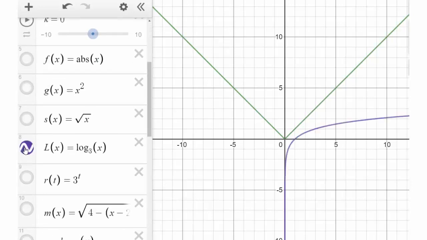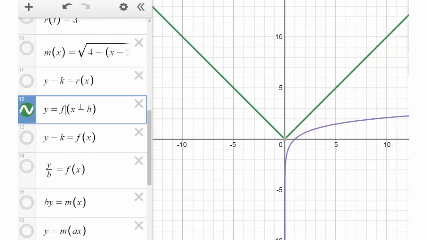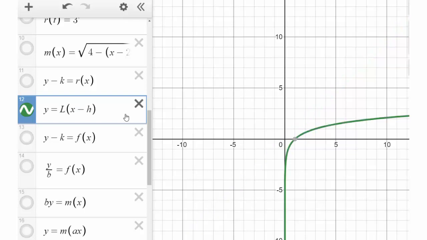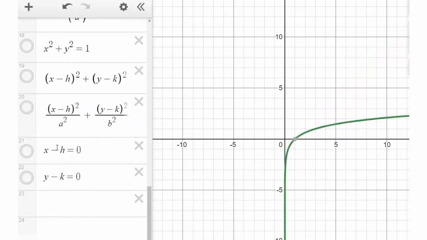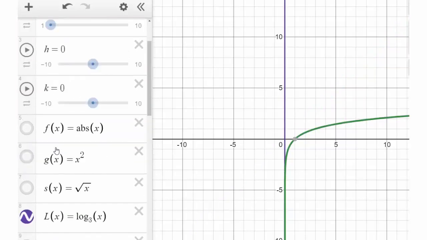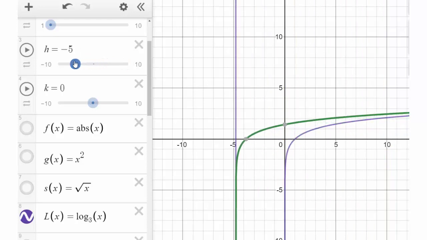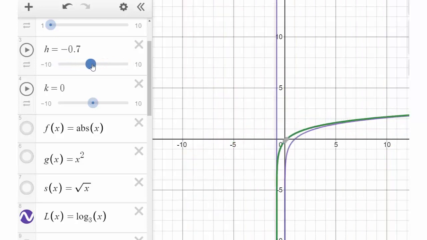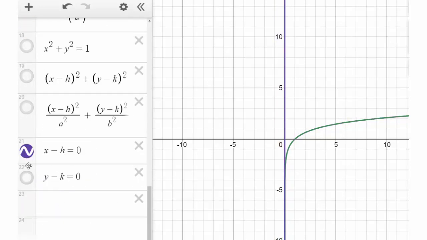So the log function has an asymptote, a vertical asymptote, which is x equals 0. So let's go plot the asymptote. And as we would expect, everything moves to the right or to the left, depending on the value of h. All right, let's get rid of the asymptote.